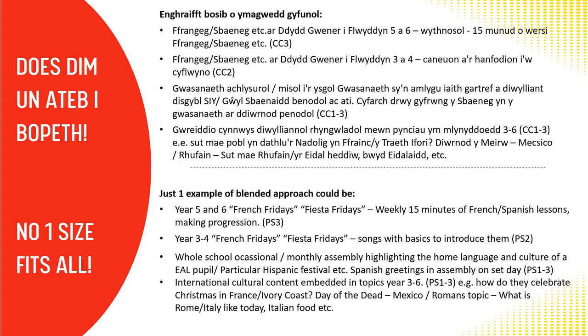And then across the curriculum, across all year groups, it could be that you embed it first from year 3 to 6, it could go lower down, but in line with the progression steps, looking at different international cultural content. So around Christmas time, how do they celebrate Christmas in France or in another French-speaking country? Around Halloween, looking at Day of the Dead in Mexico. If they were learning a Romans topic, you could compare Rome today, so you're having a little bit of a flavour of Italy, and then maybe have a try of some Italian food or learn some Italian food words in Italian.